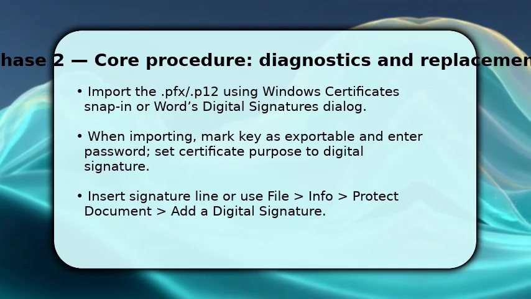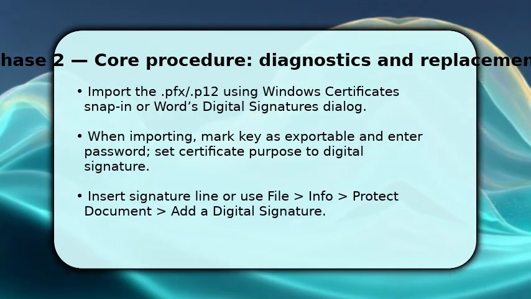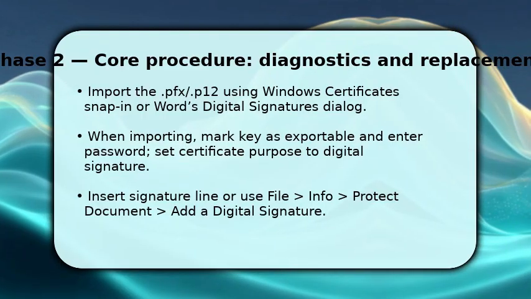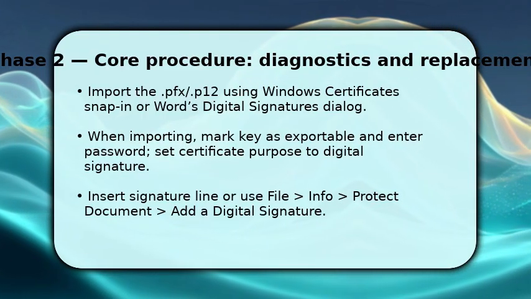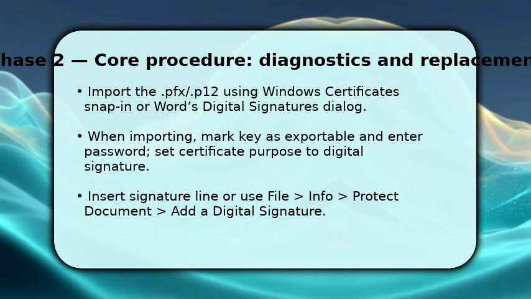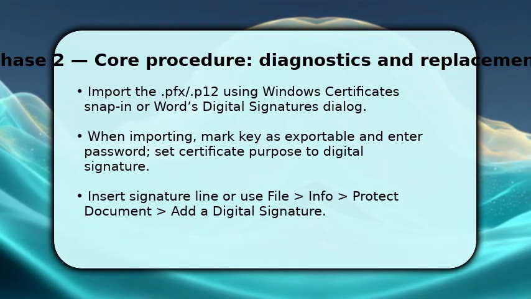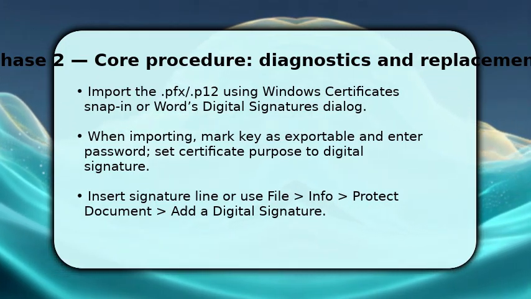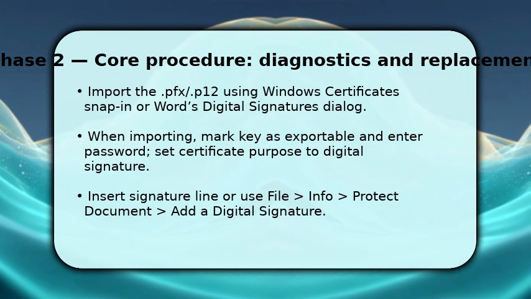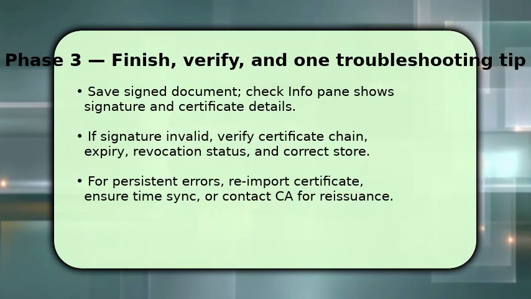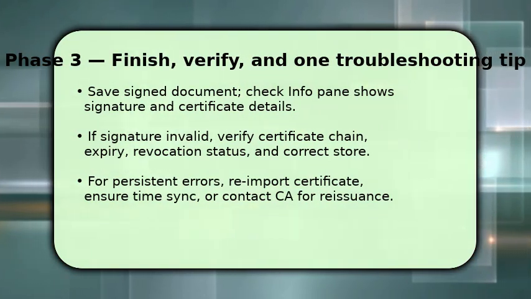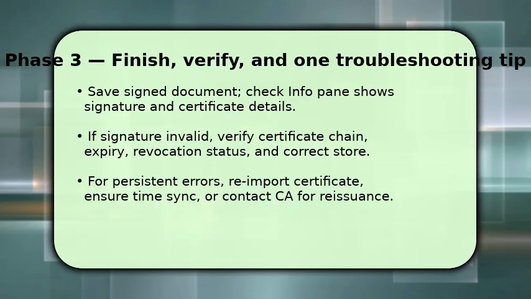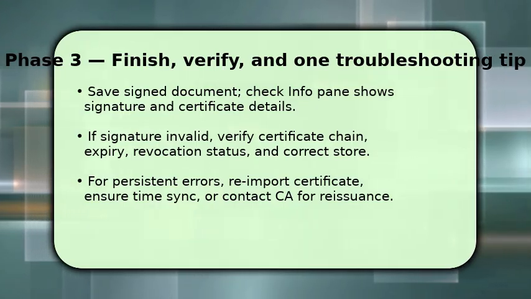Once imported, open your document and either insert a signature line or go to File, Info, Protect Document, add a digital signature. You choose the certificate from the list. Make sure its purpose includes digital signature. Then sign to bind. Finally, save the signed file and verify in File Info that Word displays the signature and certificate details. This confirms integrity.